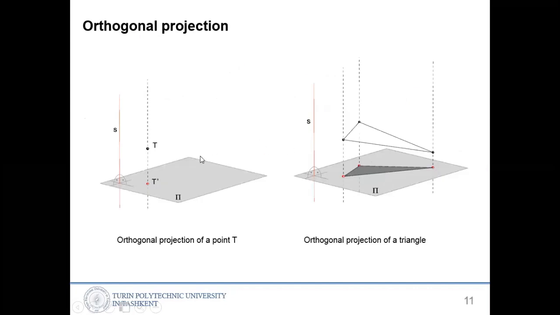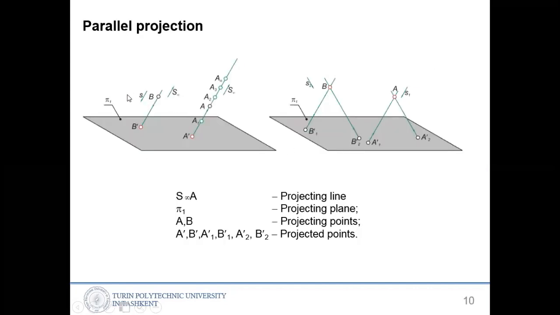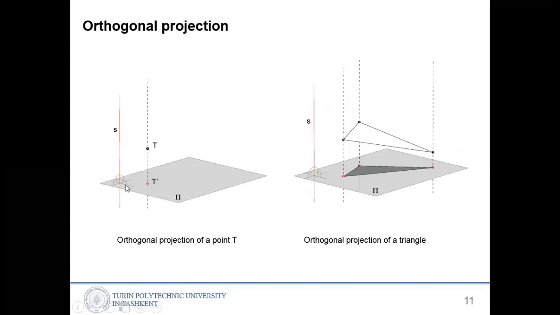So this is an orthogonal projection. If the rays S, S2, S1 are perpendicular to the plane P, orthogonal meaning perpendicular, then that will be an orthogonal projection. We are looking from the front of the object, the front face of the object. So that is a perpendicular projection, or orthogonal projection.